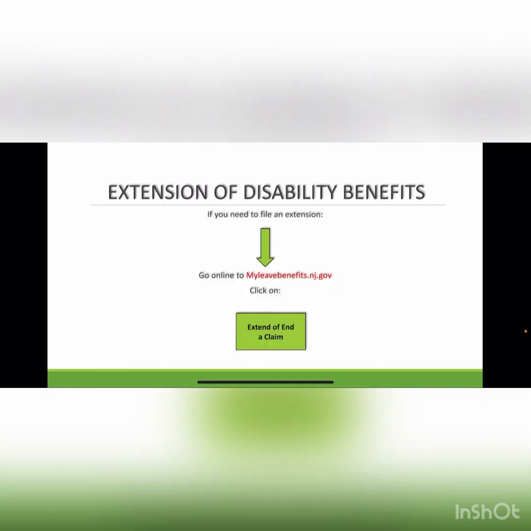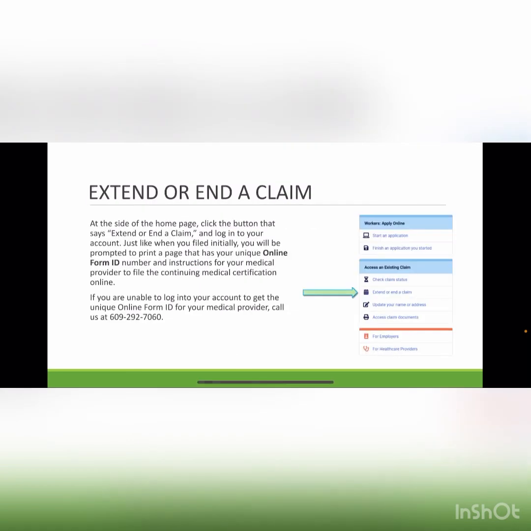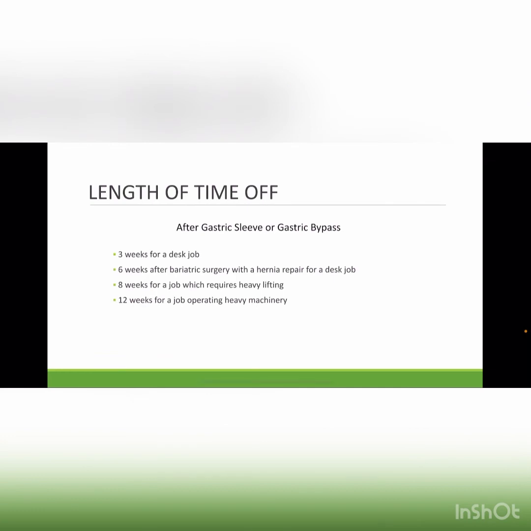Now, for some reason, if you need to extend your benefits or if you want to end your benefits and go back to work sooner than later, you would go on to myleavebenefits.nj.gov. And what you will see is on the right side where it says extend or end your benefits, you're going to click on there and you would start the process all over. And the insurance resource advisor would need the 11-digit number to certify you or end your benefits.